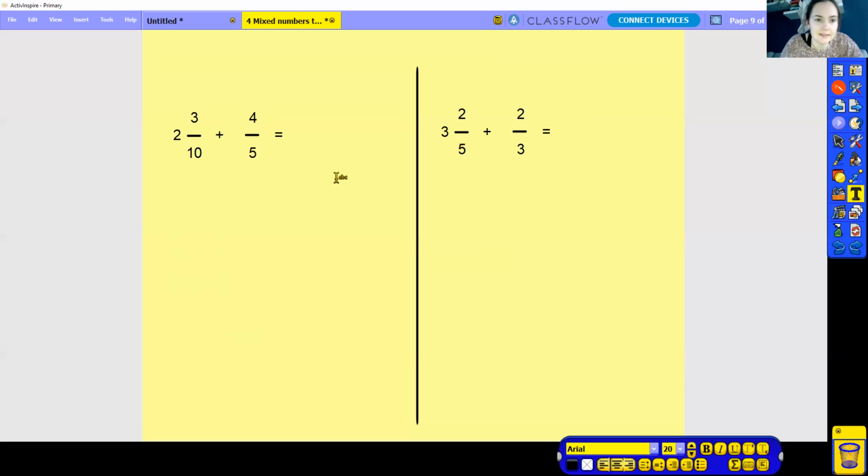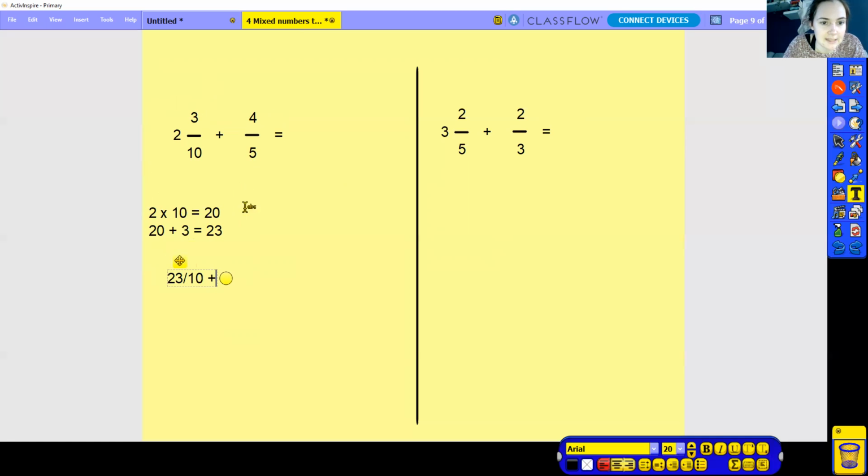Okay, let's go through the answers together. We're going to first make it into an improper fraction. So we're going to do the mixed number times the denominator, 2 times 10, which equals 20. We're going to add the numerator on for that one. So we've got 20, add the 3 from here, which gives me 23. And then as a fraction, that is 23/10. So we've got 23/10, and we're adding on.